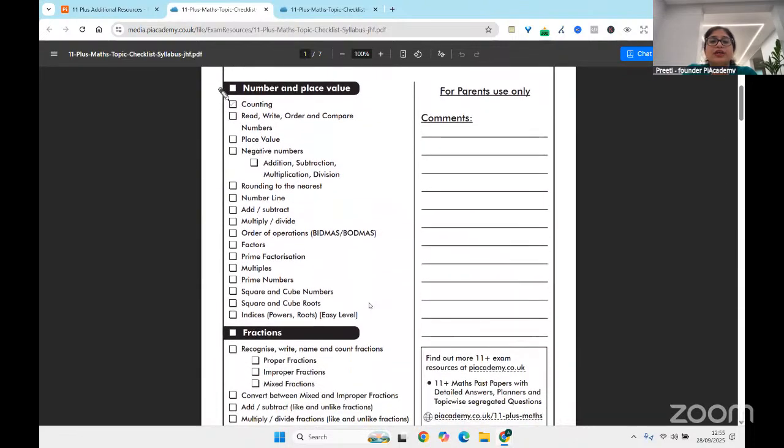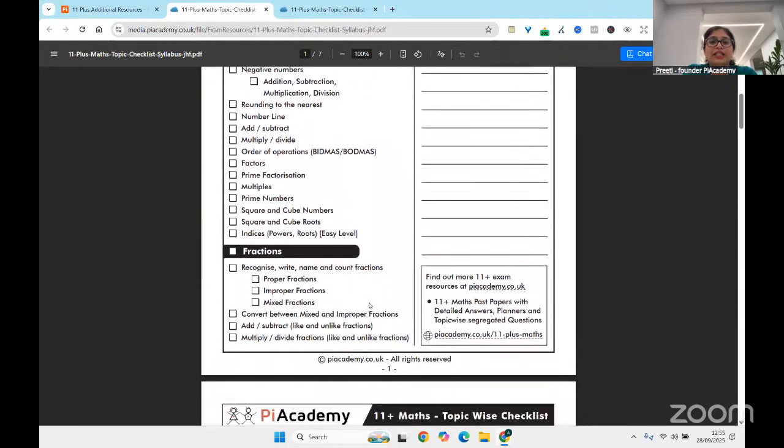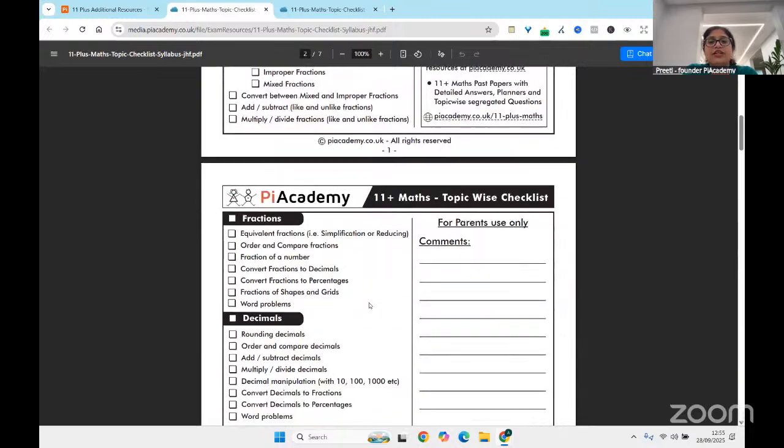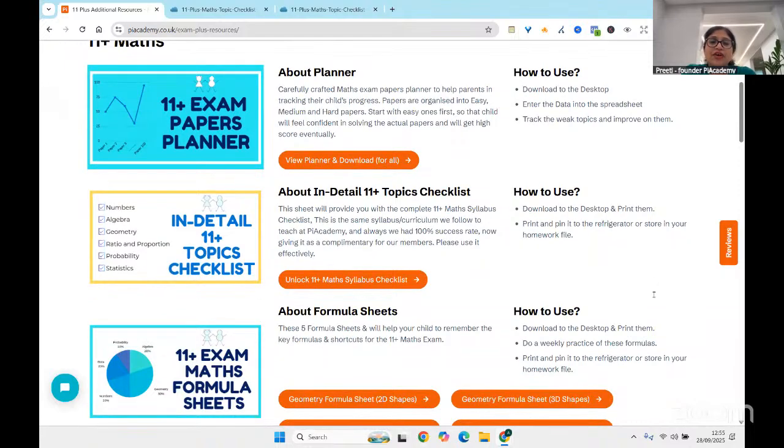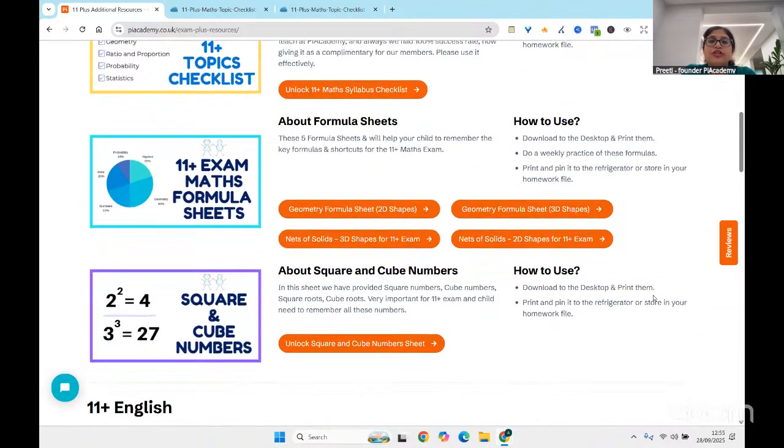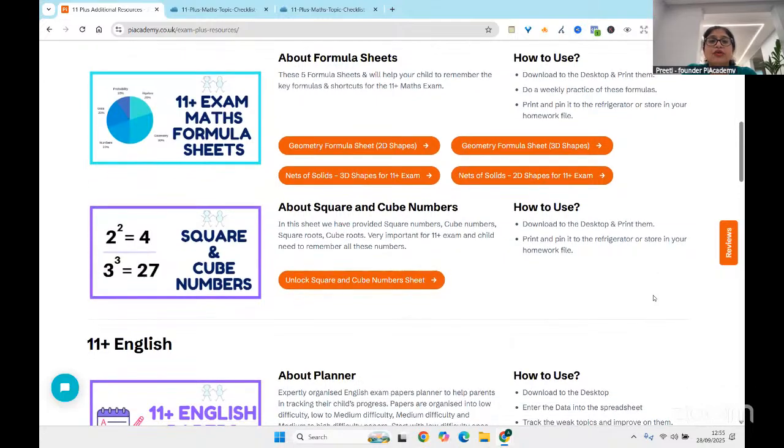The same topics are also available on our website. We have sent you many links already. You can have a good look at those links. Formula sheets are very, very important, so that your children, the students, are aware of all the formulas. They must know their square numbers and cube numbers, because that will give them very good speed in the exam, and they can solve the questions in the given time.